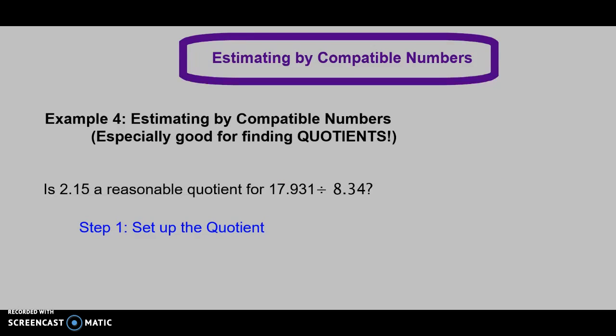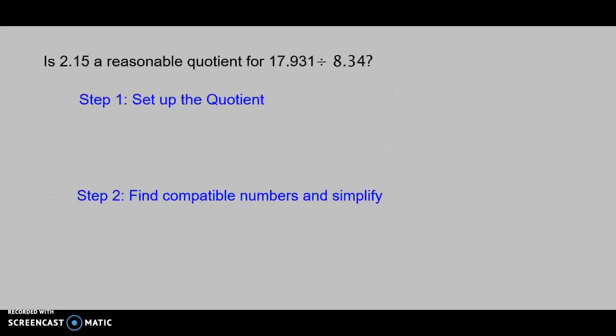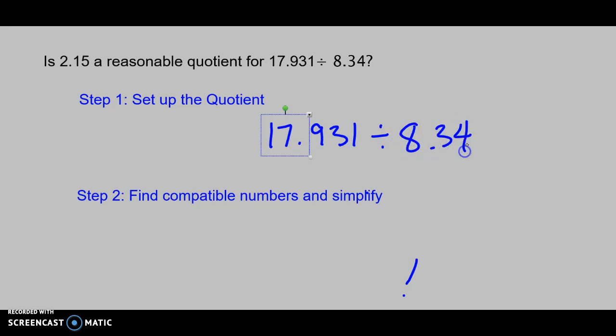Let's try another with compatible numbers. So estimate by using compatible numbers, remember they're good for quotients. Is 2.5 a reasonable quotient for 17.931 divided by 8.34? So our quotient, we already have that. 17.31 divided by 8.34. Okay, so the compatible numbers then, they don't go in evenly.